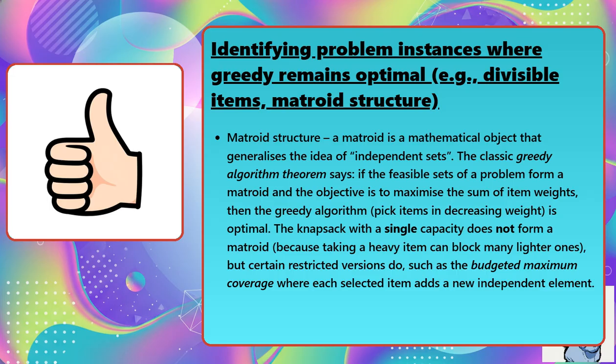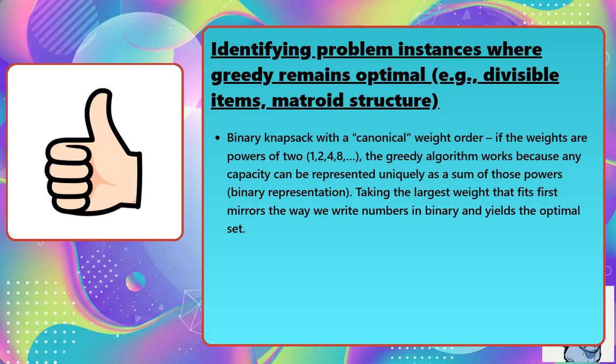The knapsack with a single capacity does not form a matroid because taking a heavy item can block many lighter ones, but certain restricted versions do, such as the budgeted maximum coverage where each selected item adds a new independent element.